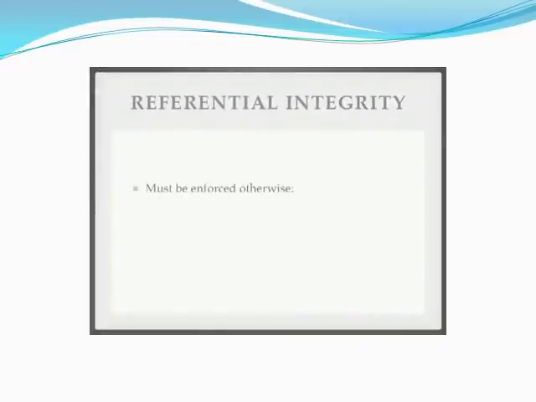Okay, so it must be enforced, otherwise the relationship between tables will become compromised. If I can't find out the information that's required, what's the point of having the information there in the first place? So we can't rely on our query results if we cannot ensure referential integrity, because they just might be plain wrong.